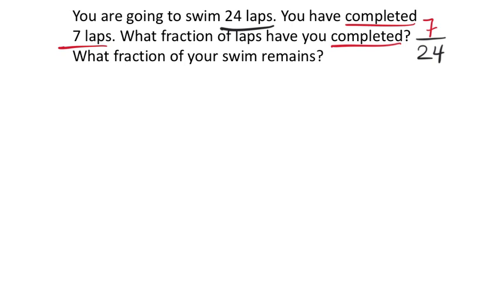And last thing I would do is to see if this is simplified, but it can't. 24 is divisible by 3, but 7 is not. 24 is divisible by 4, 8, and 6, but it's never divisible by 7. So this is as simplified as we can make it.